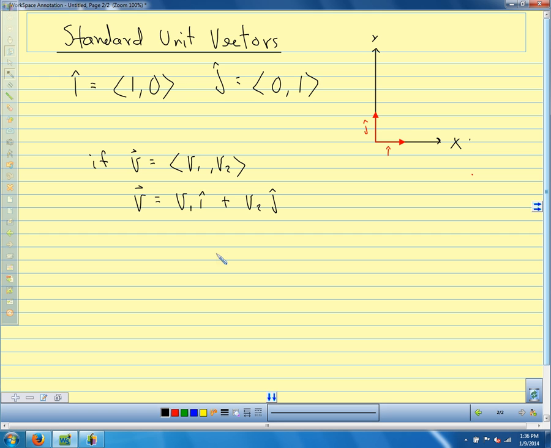And we can write any vector in the plane as a combination of i hat and j hat. We just put the x component in front of i hat, the y component in front of j hat. We call this a linear combination of i hat and j hat. So what we say is we can write any vector in the plane as a linear combination of i hat and j hat. That's just a fancy way of saying take the x component and put it in front of i hat, take the y component and put it in front of j hat, and you have the same vector.